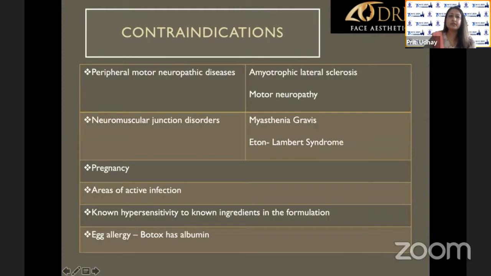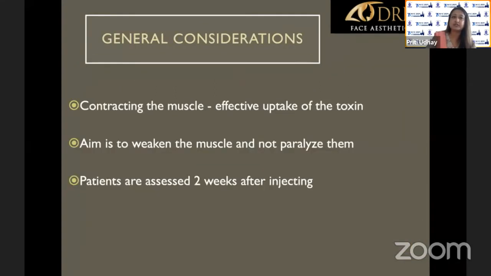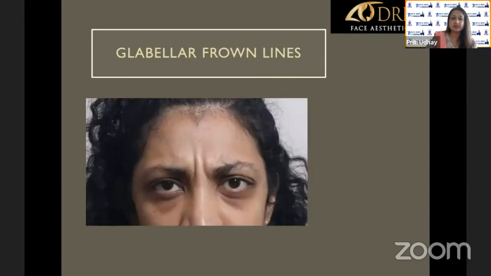Now, out of all the contraindications, I would say the commonest and most important is acne. Many a time patients have an active infection on the face. You must not give the injection at that time. I like to make the patient contract the muscle, because then you can see the wrinkles better. There is also increased uptake of the toxin when the patient contracts. Aim to weaken the muscle, not to paralyze it, and patients are reassessed after 2 weeks.